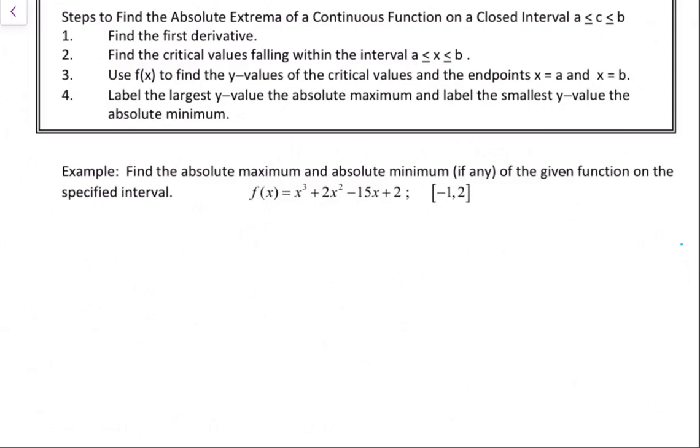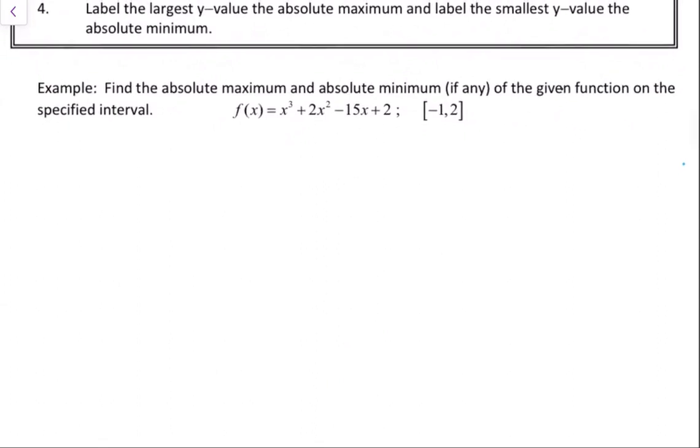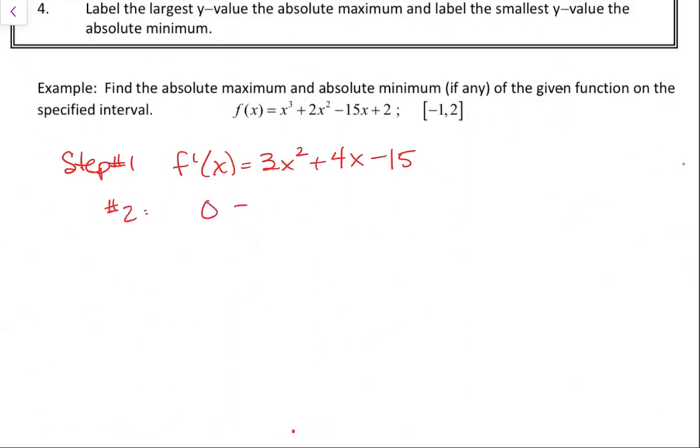So let's take a look at an example. So here I've got a function and my closed interval from -1 to 2, and I want to determine the absolute max and absolute min. So we start with step number 1. I want to calculate my derivative. So my derivative would be 3x squared plus 4x minus 15. And then step number 2, I want to find where this is equal to 0. So I want to find those critical values.